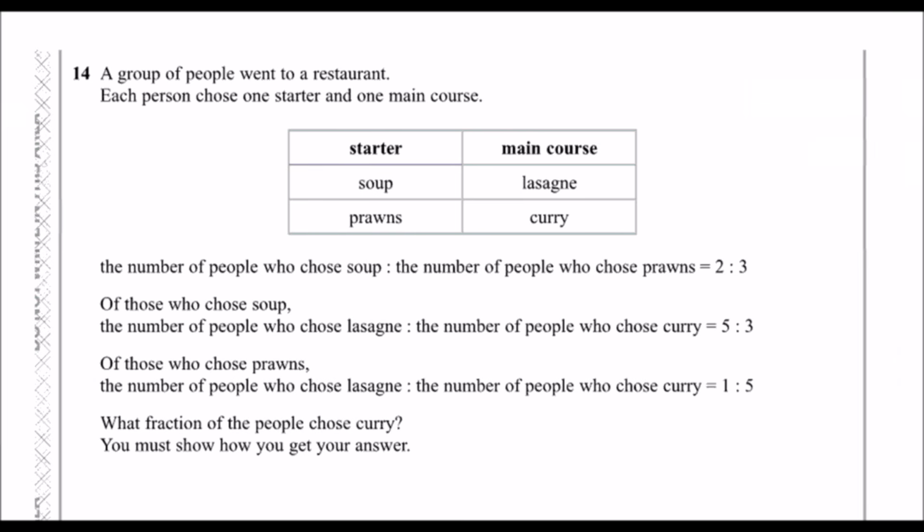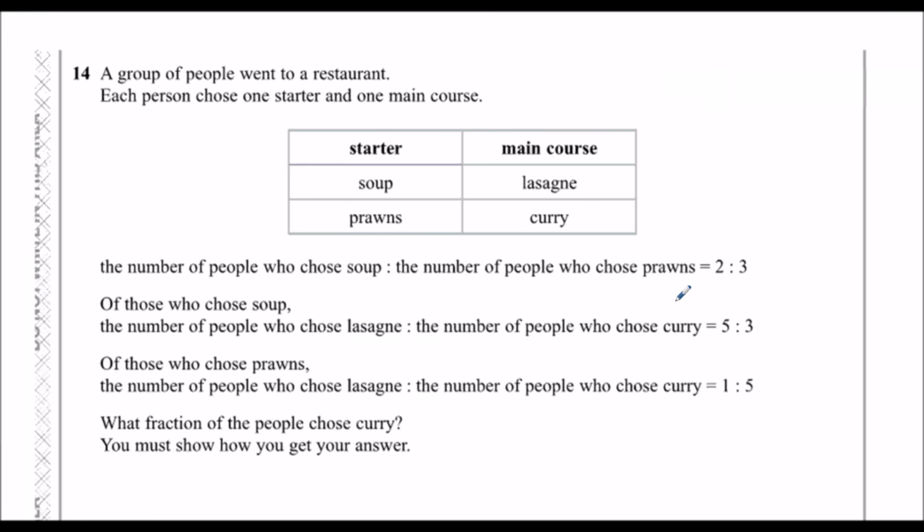Question 14. A group of people went to a restaurant. Each person chose one starter and one main course. So the starters, we can either have soup or prawns, and for the main course, lasagna or curry. So the number of people who chose soup to the number of people who chose prawns is 2 to 3.